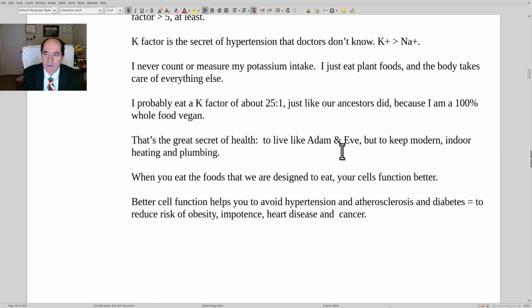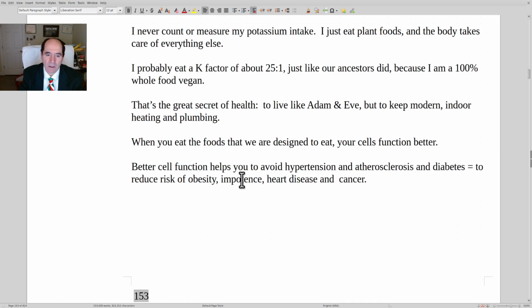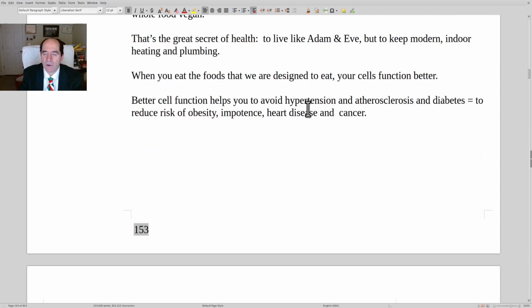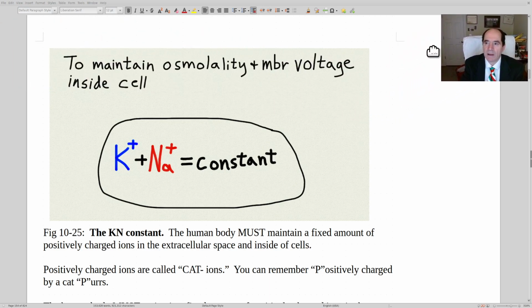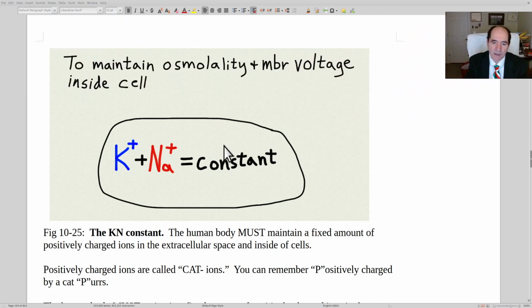Like I said, live like Adam and Eve, but keep your indoor heating and plumbing, and you'll probably be pretty healthy. And when you avoid hypertension and atherosclerosis and diabetes, you also lower your risk of obesity, impotence, heart disease, and cancer. Okay, and I talked earlier about how you have to maintain the amounts of your cations to not have cell swelling and osmolality problems.